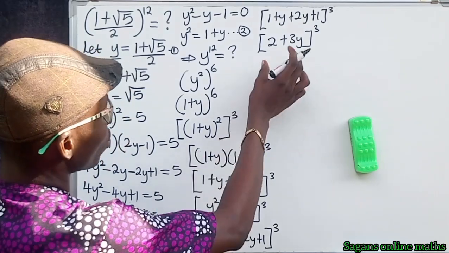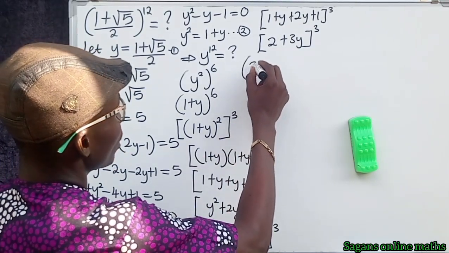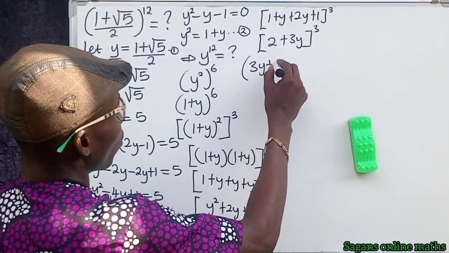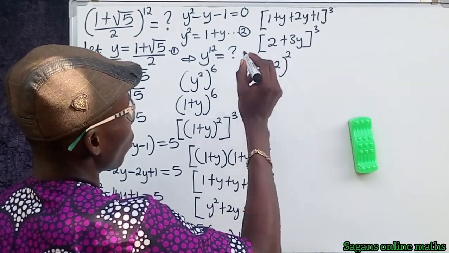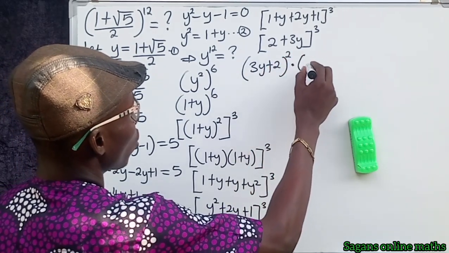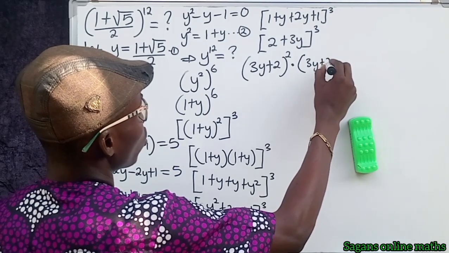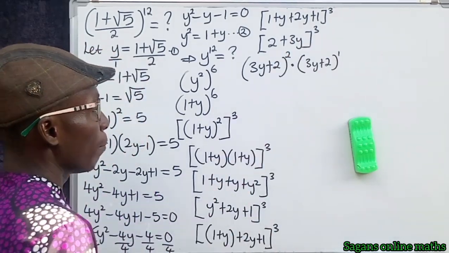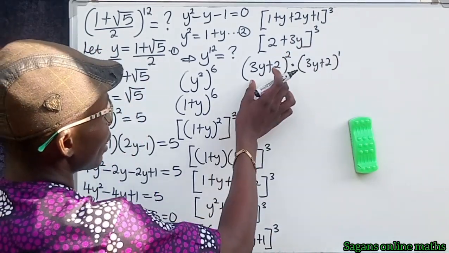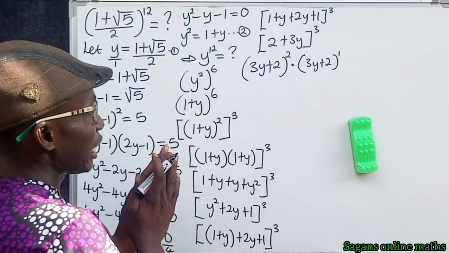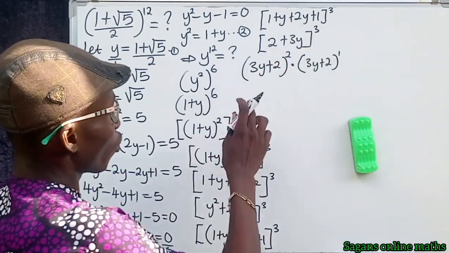We are not going to write this as (3y + 2), all to the power of 3, all to the power of 2, multiplied by (3y + 2), all to the power of 1. Because by the properties of indices, if the bases are the same, we can take a single base and add the exponents, and we'll have exactly what is here.